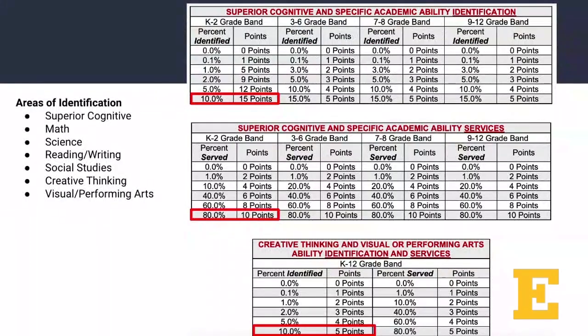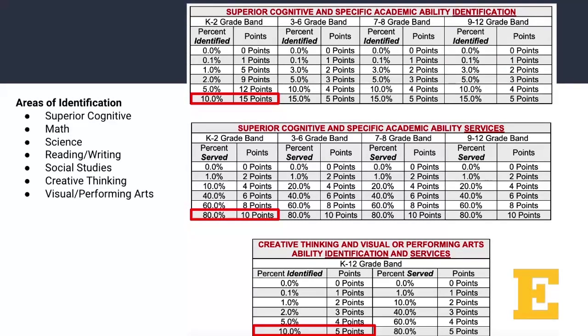When we look a little closer at the gifted identification and services, the areas where a student could be identified gifted in one or multiple areas are superior cognitive, math, science, reading and writing, social studies, creative thinking, and visual and performing arts. Based on those different categories, there are multiple tables. This is just an example of 3 of them. Based on those categories, you get points not only for identification, but also for serving those students.